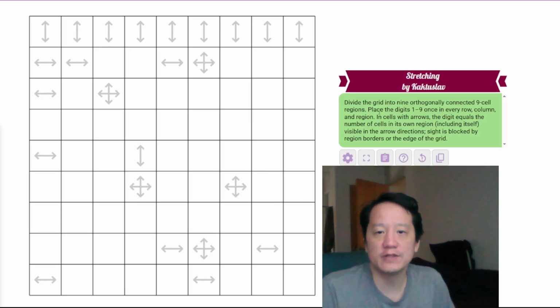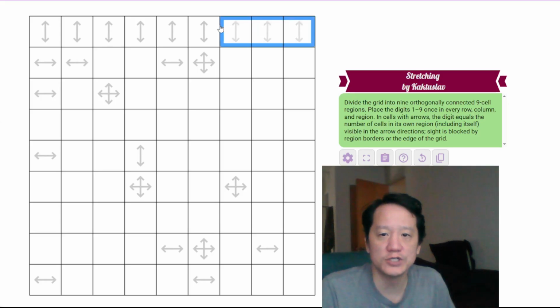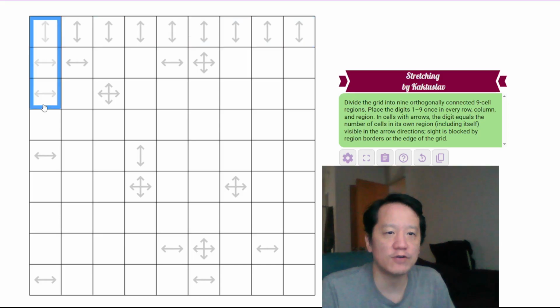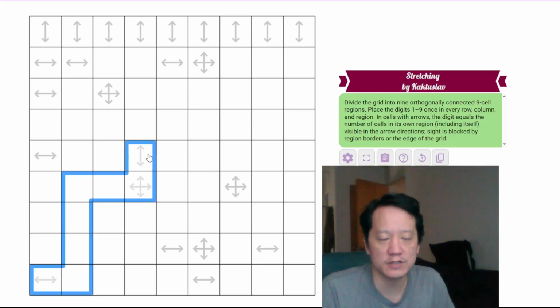Here are the rules. We need to divide the grid into 9 orthogonally connected 9-cell regions, and we need to place the digits 1 through 9 once in each row, every column, and every region. So this is typical chaos construction.